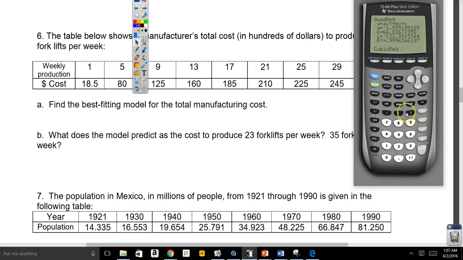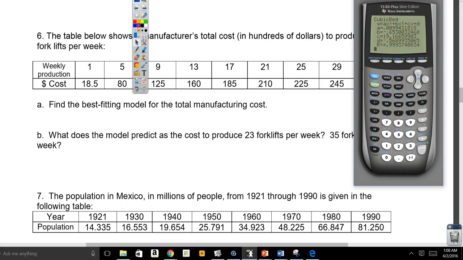And of course we have to tell it L1, L2, vars, Y, 1, 1, enter. Oh, I've got the wrong thing here. Second, L2. Now we'll enter. So my R squared is 0.999, so that's very strong.